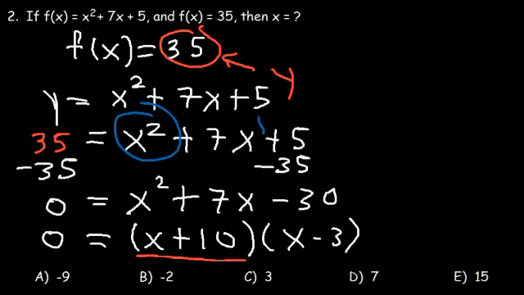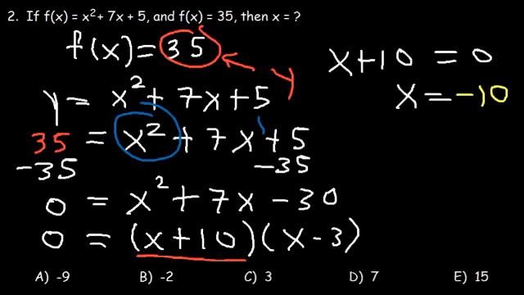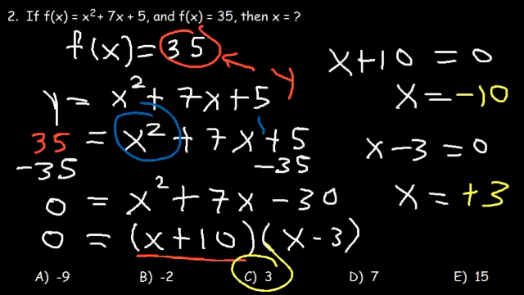So if we set the first factor equal to 0, x plus 10 equals 0, we could subtract both sides by 10, so x is equal to negative 10. So that's one possible answer. The other answer, x minus 3 is equal to 0. If we add 3 to both sides, x is equal to positive 3. So out of all the answers that are listed, 3 is the right answer. Answer choice C. So that's it for this problem.